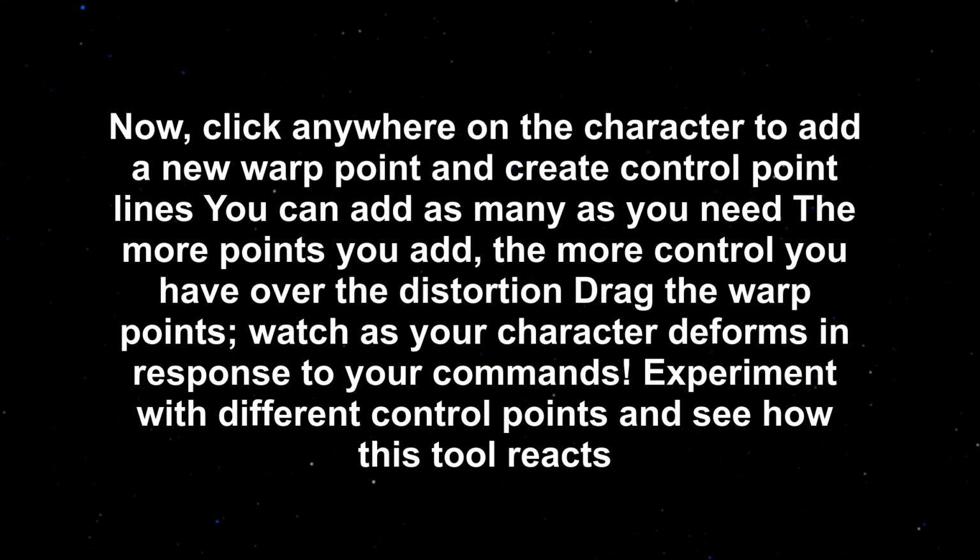Now, click anywhere on the character to add a new warp point and create control point lines. You can add as many as you need. The more points you add, the more control you have over the distortion. Drag the warp points. Watch as your character deforms in response to your commands. Experiment with different control points and see how this tool reacts.